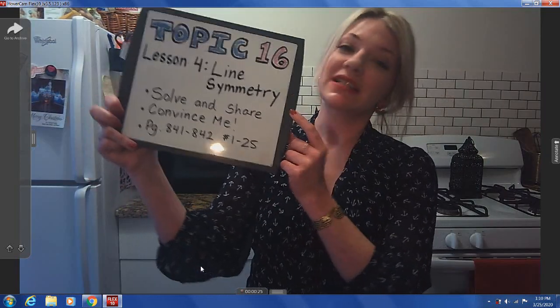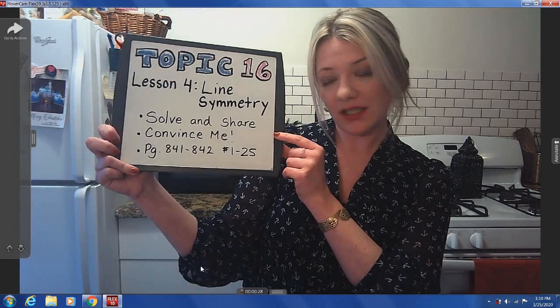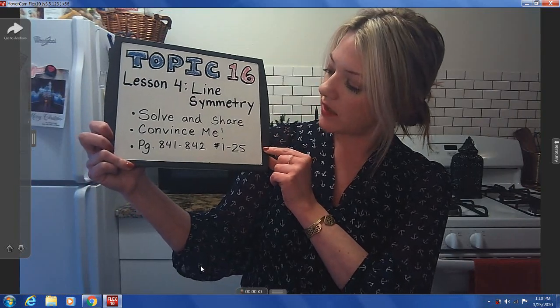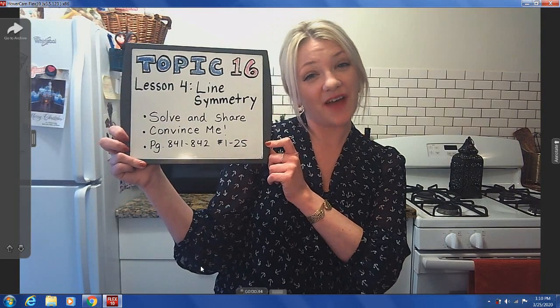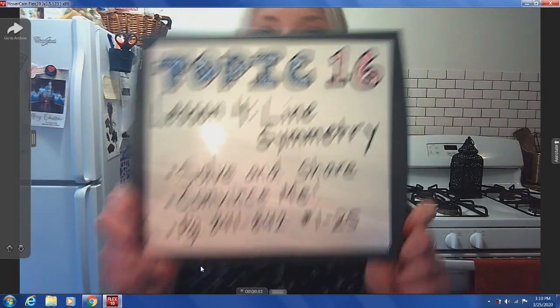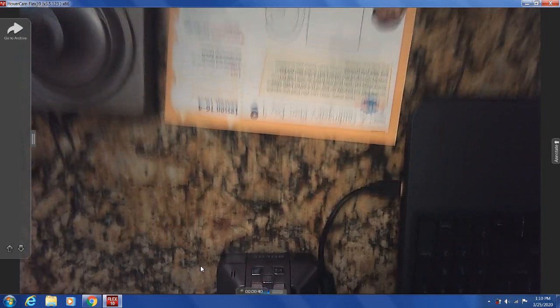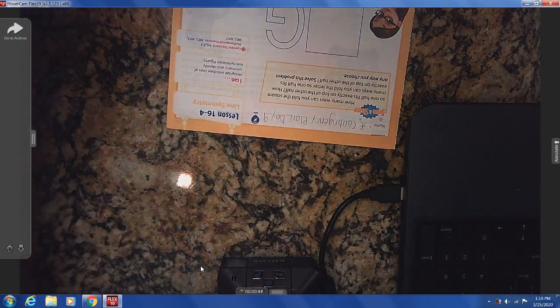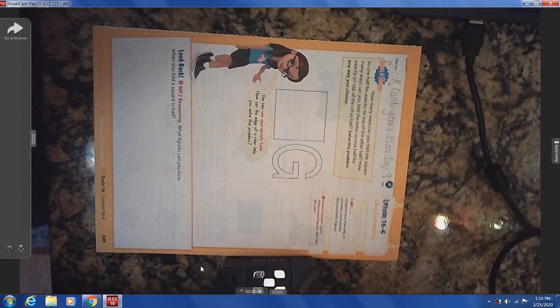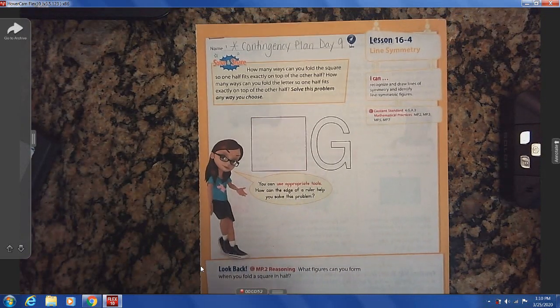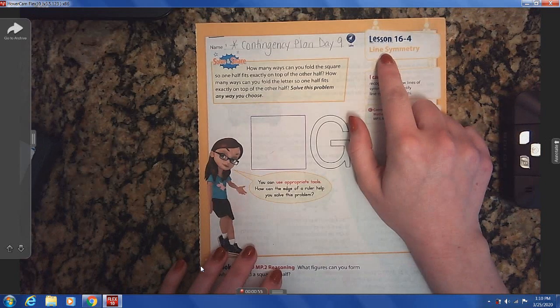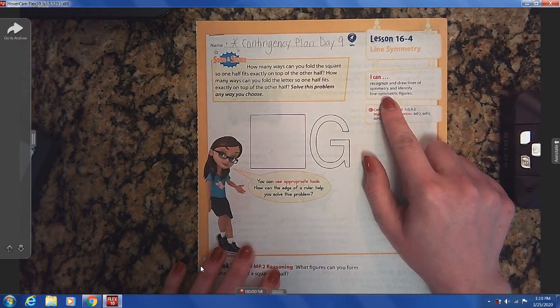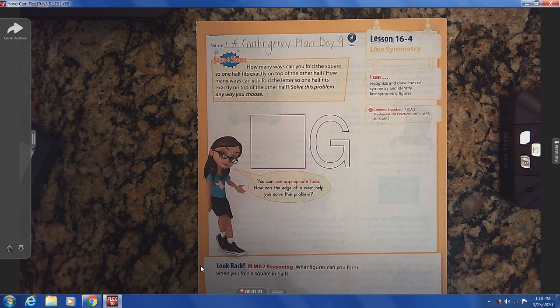We're going to complete the solve and share, the convince me, and pages 841 to 842, numbers 1 through 25. So this is our outline for today. Let's flip this down and we'll get started. And we'll flip that around too. There we go. Okay, so for lesson 16.4, our title is line symmetry. The I can statement is I can recognize and draw lines of symmetry and identify line symmetric figures.